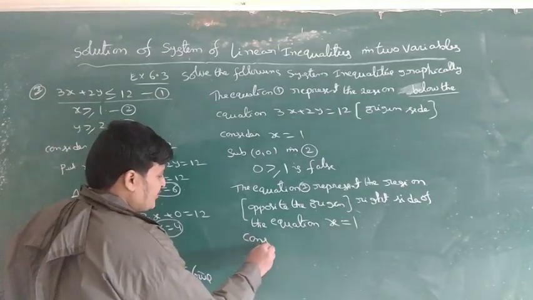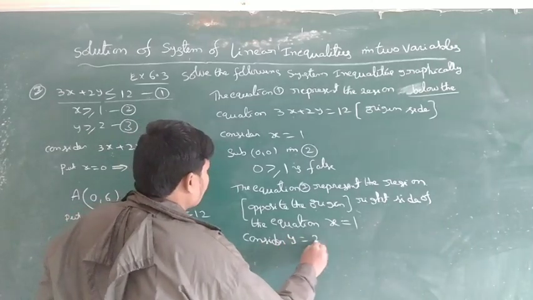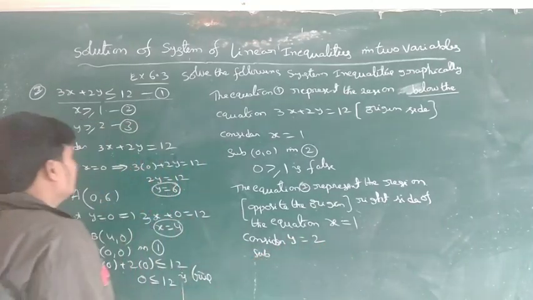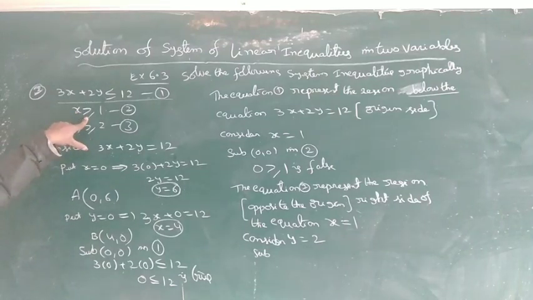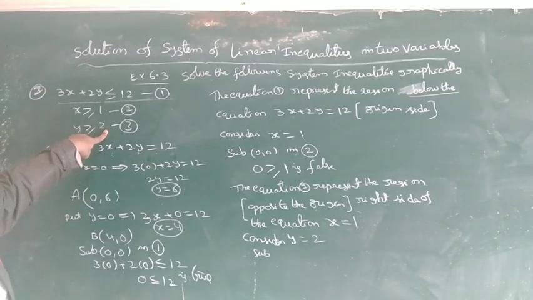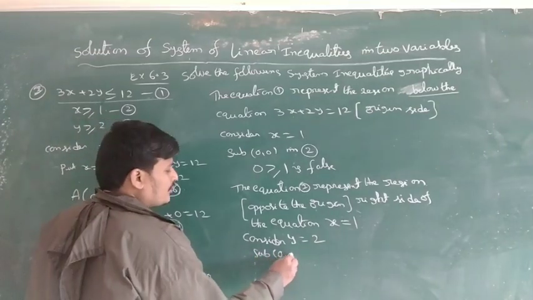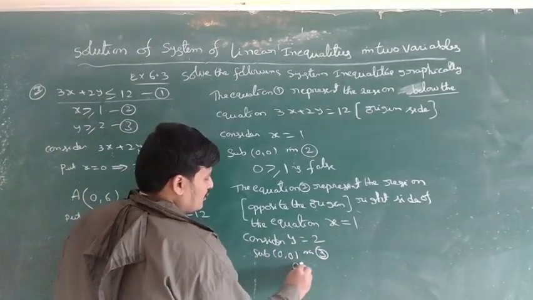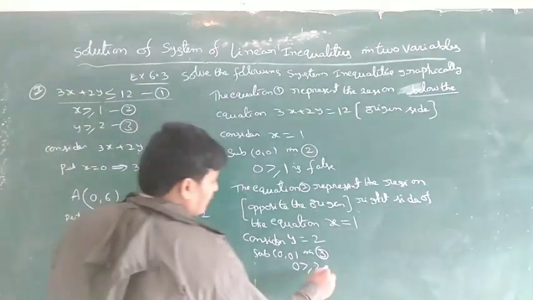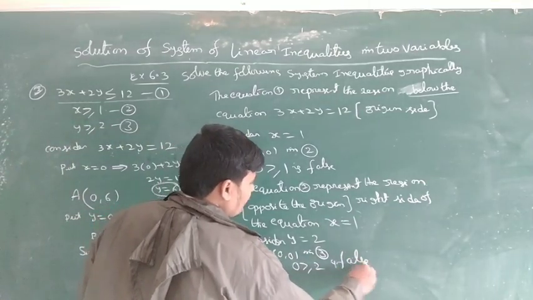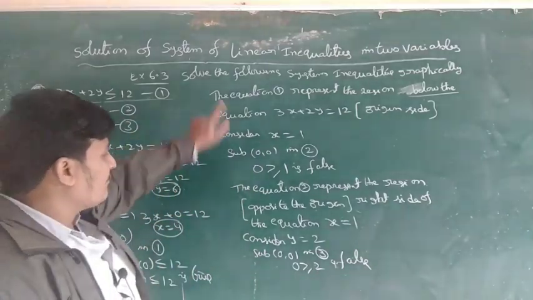Next, the third one. Consider y is equal to 2. Greater than or equal to means it is always false here, because x and y are 0 at the origin. 0 greater than or equal to 2 is always false, since 2 is a positive value. So substitute (0, 0) in inequality 3. 0 greater than or equal to 2 is false.